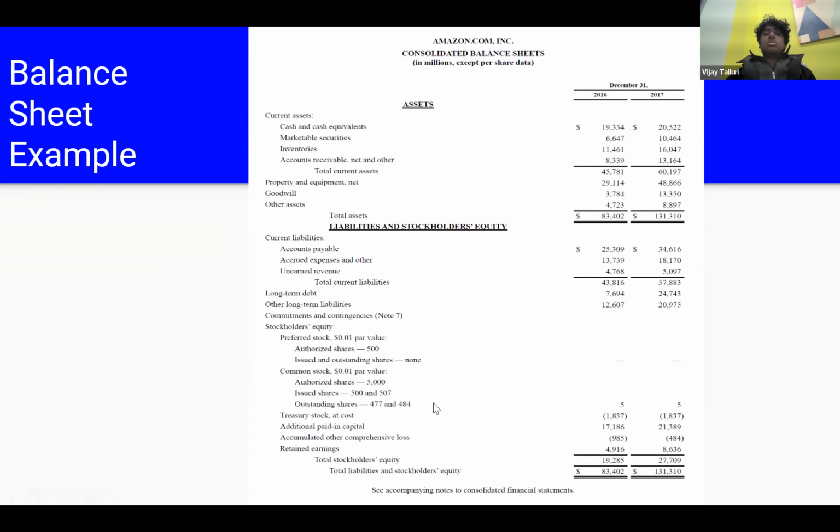Retained earnings, as we all know, is net income minus dividends, net income being revenue minus expenses. So retained earnings is revenues minus expenses minus dividends. And then right here, we have total stockholders' equity and total liabilities and stockholders' equity. So you see how these totals match. It's because assets equals liabilities plus stockholders' equity, and so the totals have to match. For 2016, they match, and for 2017, they also match.